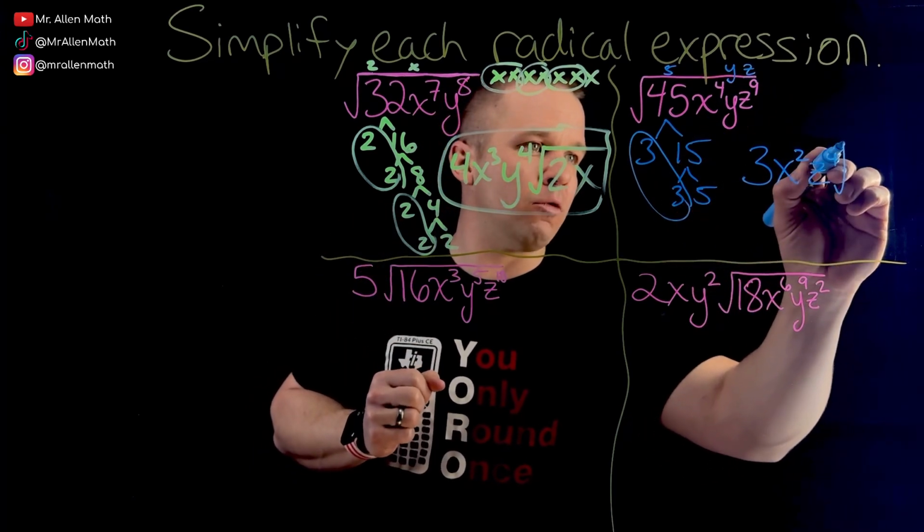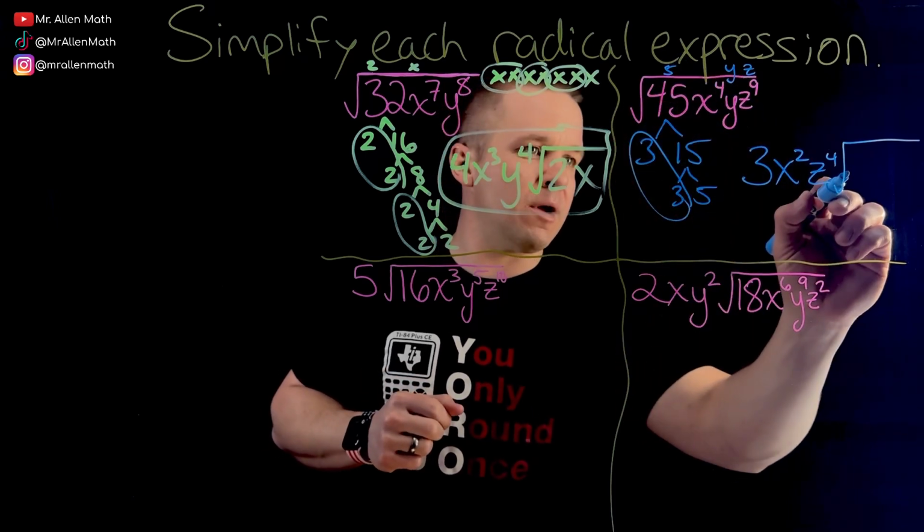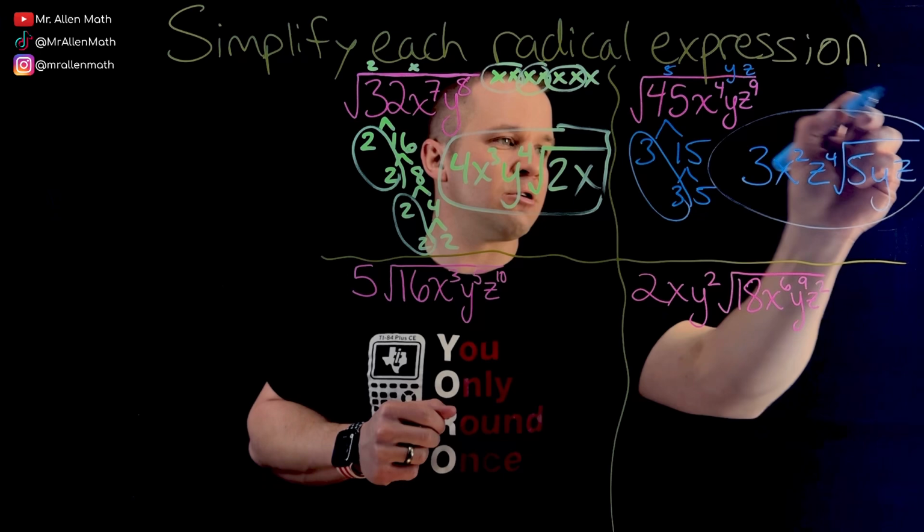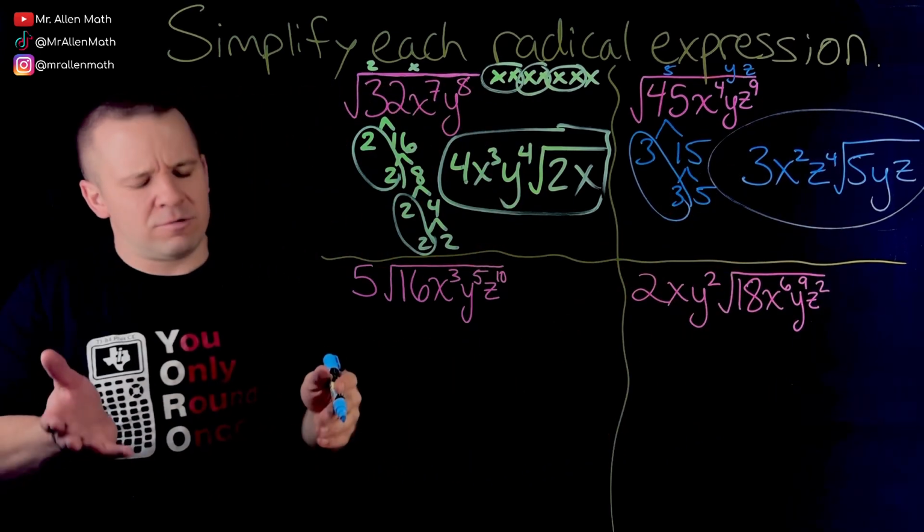Now I can do my final root with all this good stuff in there. We get 5, we have y, and we have z. Final answer. And you might be wondering, couldn't I just start it like this?